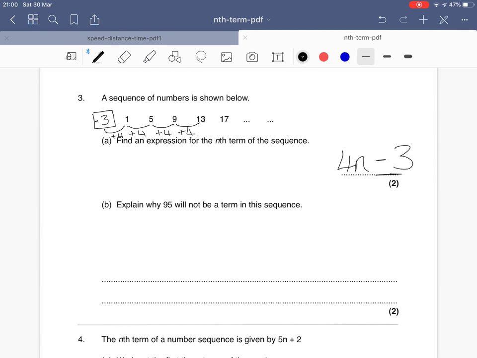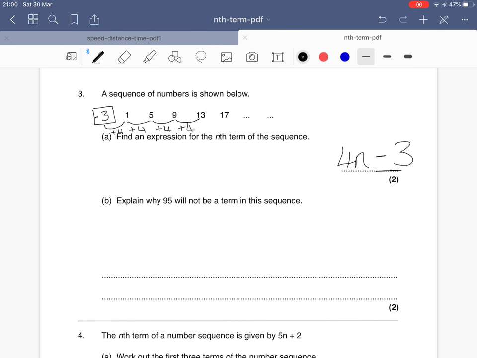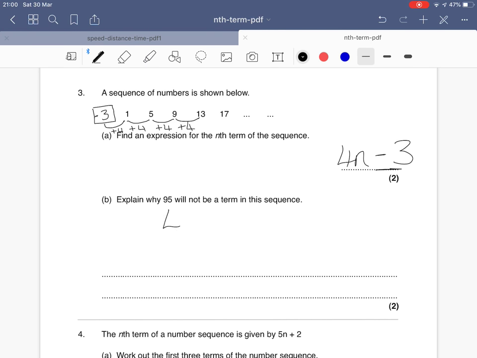Explain why 95 will not be a term in this sequence. Again, we take our nth term and we make it equal 95. So I've got to solve my equation to find n. And if it gives us a decimal, the number is not in the sequence. If it gives us a whole number, the number is in the sequence.